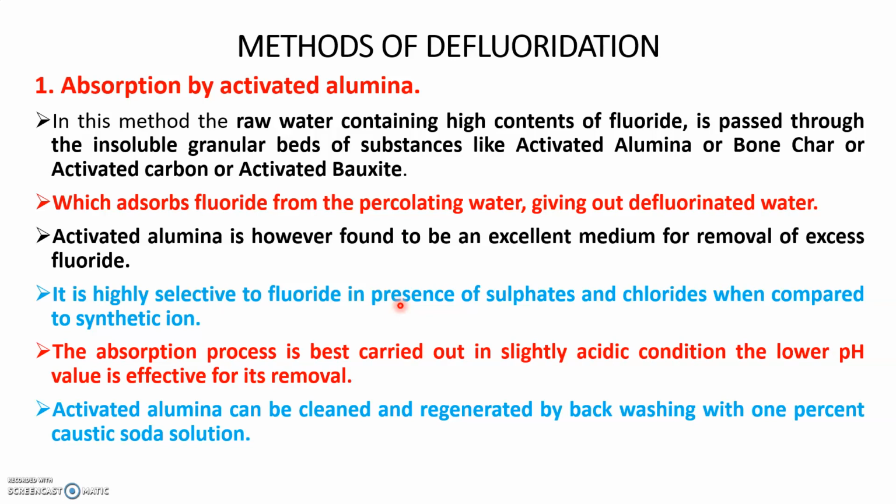The fluoride is highly selective compared to sulfates and chlorides and synthetic ions, so it is very much attracted to the bed. Even if there is an acidic condition of the water, this method provides an excellent way of removing fluoride content. When you backwash the bed with caustic soda, there is a regeneration of the activated alumina, so no issue regarding that. So this is a technique of removing excessive fluoride content from water by activated alumina.